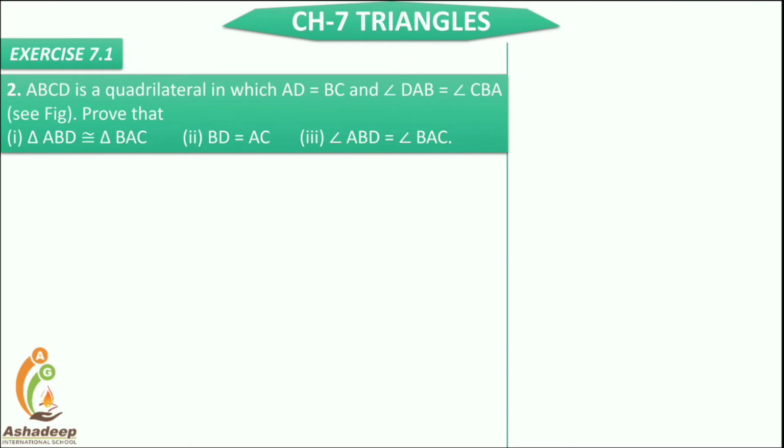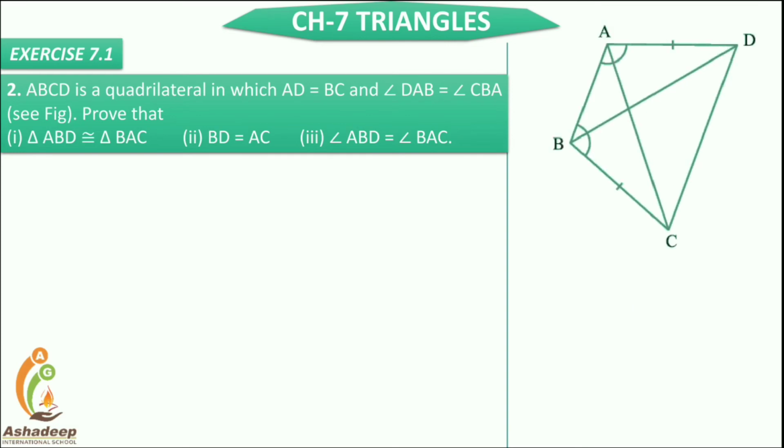Now ABCD is a quadrilateral in which AD is equal to BC. Okay, now let's see the figure. ABCD is a quadrilateral in which AD is equal to BC, and angle DAB and angle CBA are equal, prove that it are equal, right?